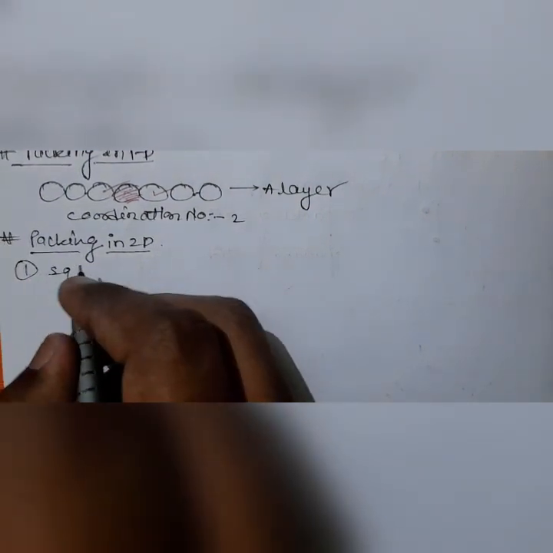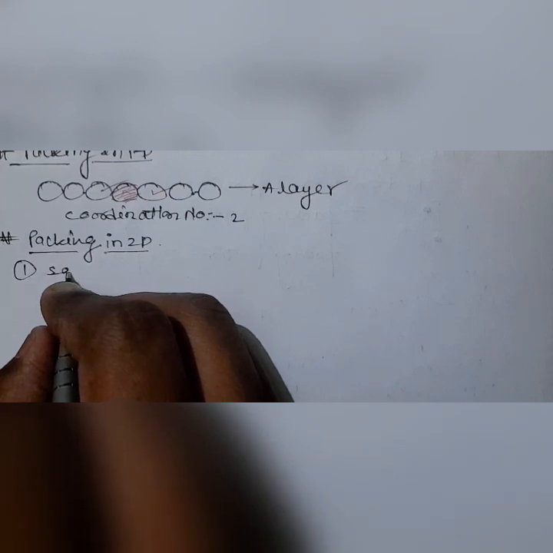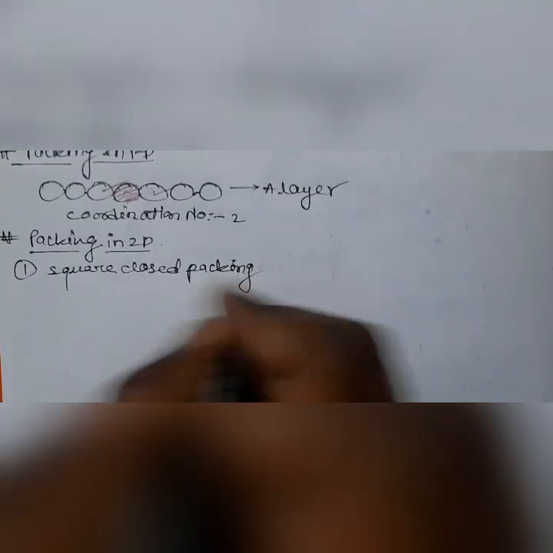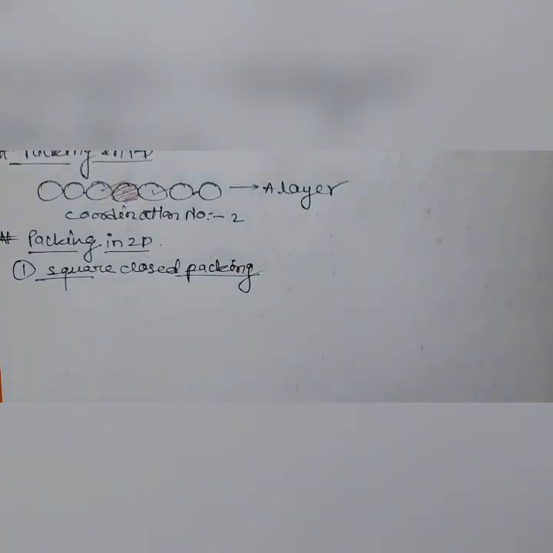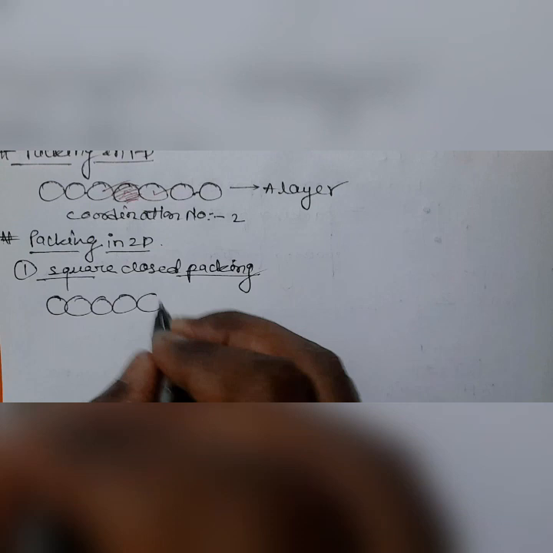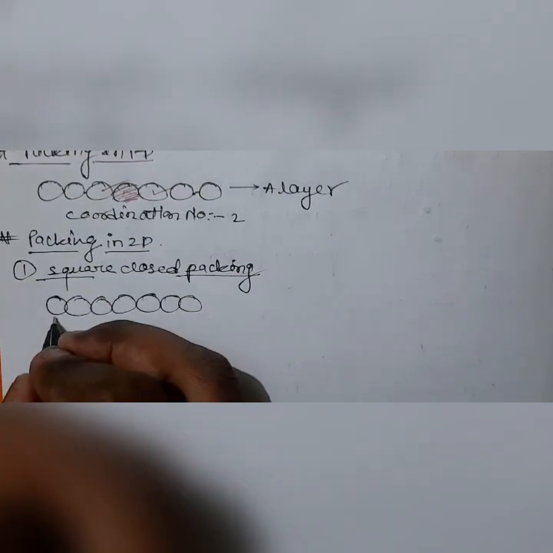Packing in 2D. In packing in 2D, the first thing that we have to study is the different types of packing in 2D. First of them is square close packing. In a square close packing, there is a 2-dimensional arrangement, so here this kind of scenario will exist.